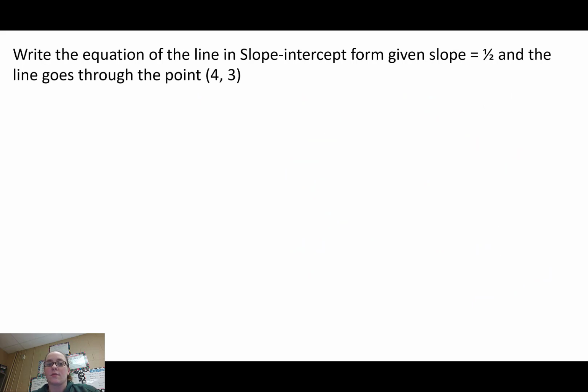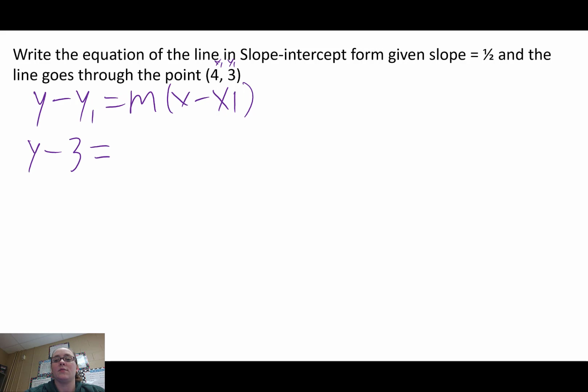So let's go ahead and look at another one. What am I given? Well, I'm given a slope of 1/2 and the point (4, 3). So we'll plug into point slope form. Remember our point is always x and y. So we're going to get y minus 3 is equal to 1/2, because that's my slope, times x minus 4.